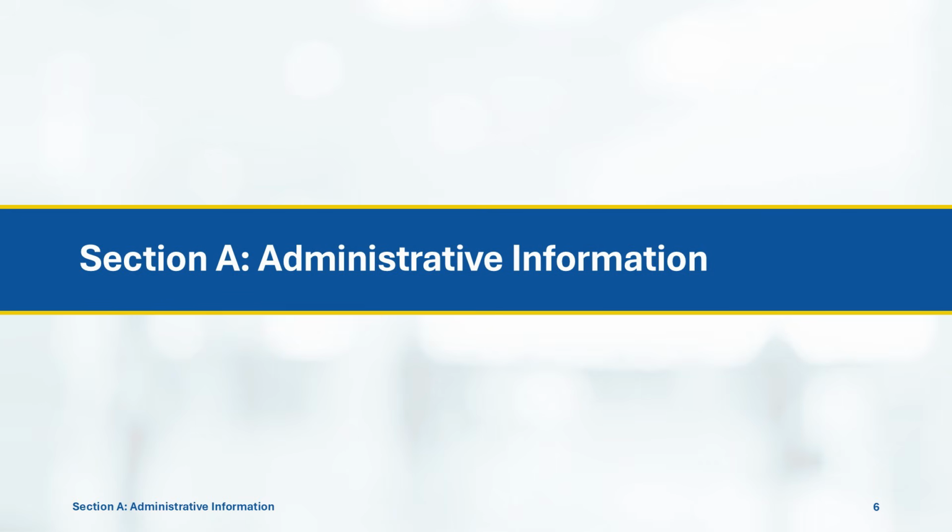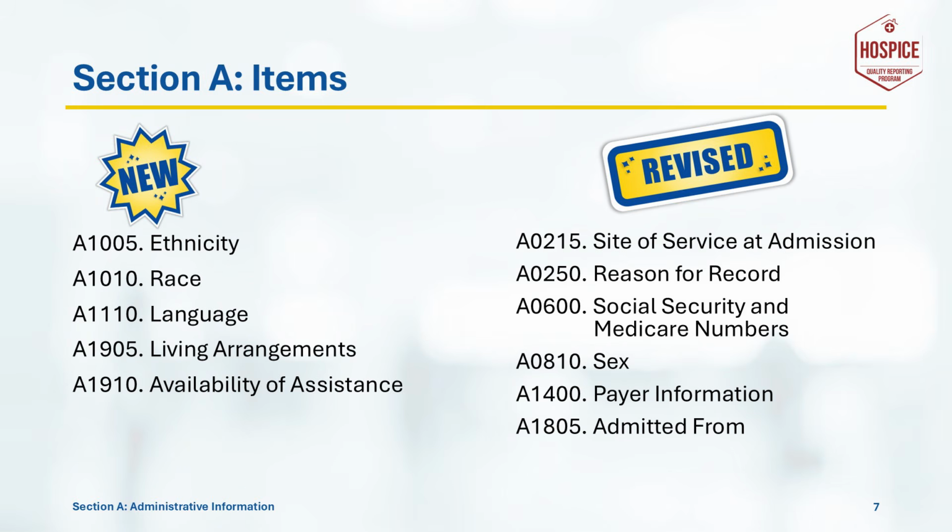Now let's walk through all of the items in Section A, Administrative Information. On this slide, you will see a list of the items that are brand new for HOPE. There are only 5. In the second column, the list contains those items that have been slightly revised from the original versions found in the Hospice Item Set, or the HIS.